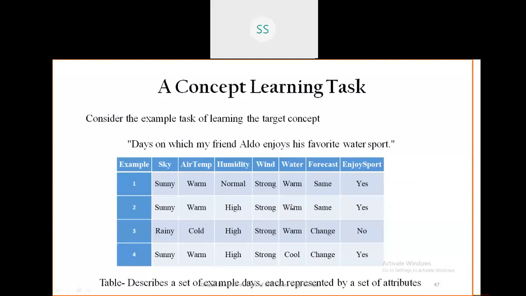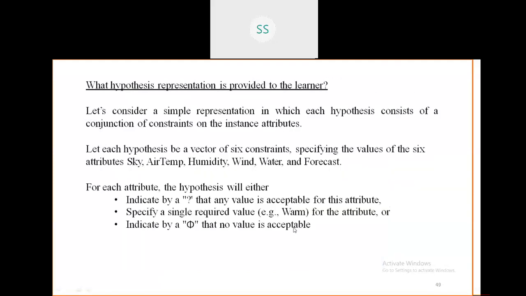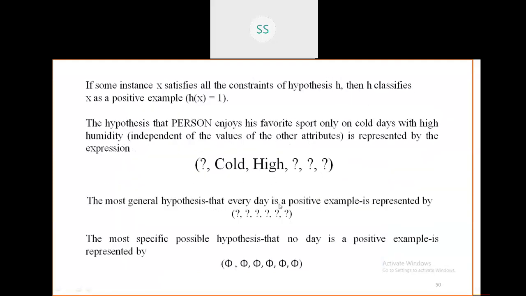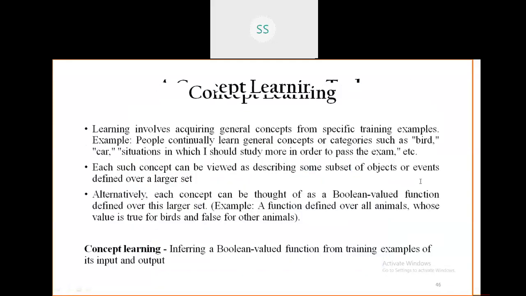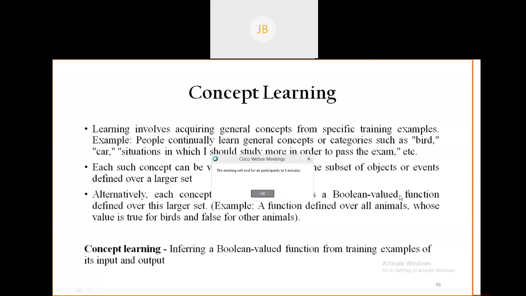Four positive examples for this given hypothesis? For this given hypothesis, how many positive examples do you have in this table? Four, sir. Four positive examples.